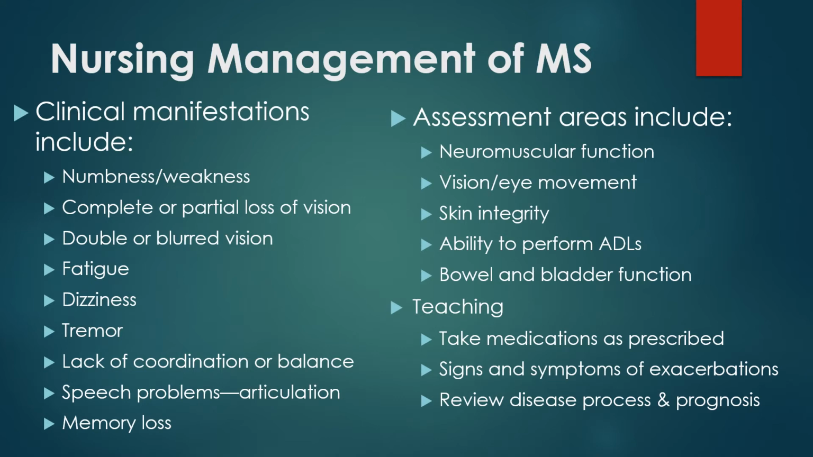With regards to the clinical manifestations listed here, your areas of assessment may include the following. Neuromuscular function. So you would be evaluating for changes in clinical presentation or for new symptoms to be addressed as the disease progresses and new areas of demyelination occur. Also, you'd be looking at vision and eye movement. Demyelination of cranial nerves can result in optic neuritis, which can cause visual changes.